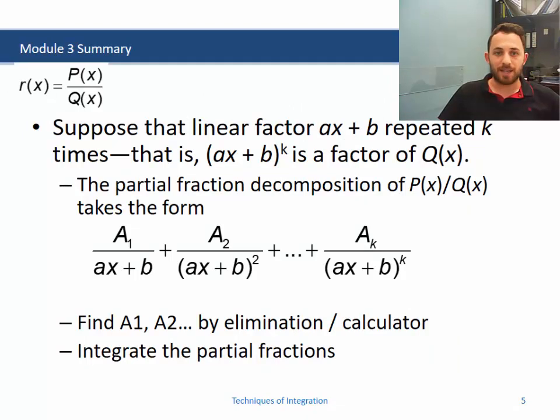So in case you have a repeated factor in the denominator, just use the partial fraction decomposition in the following form, and then you should determine a1, a2 till ak, and those can be determined by elimination or by calculator, as we did, and then you can perform the integration of the rational function on the partial fractions.